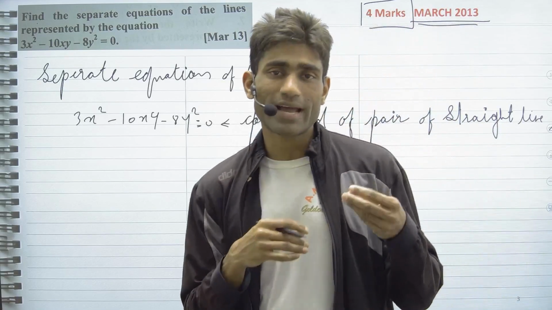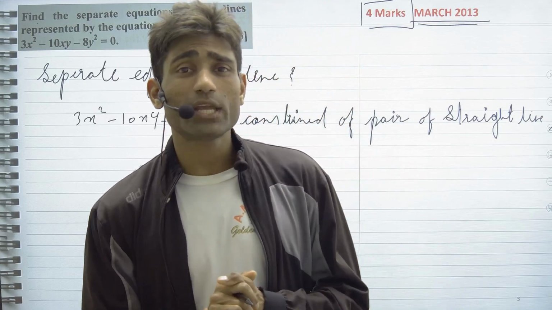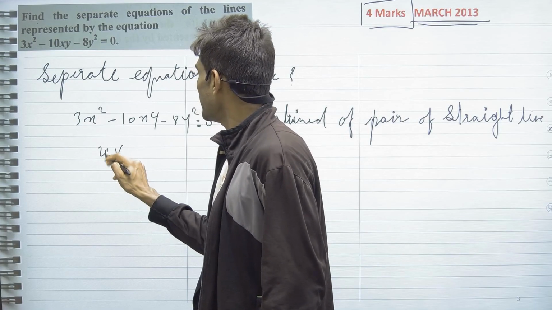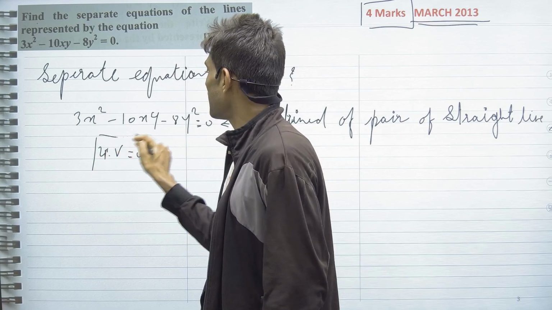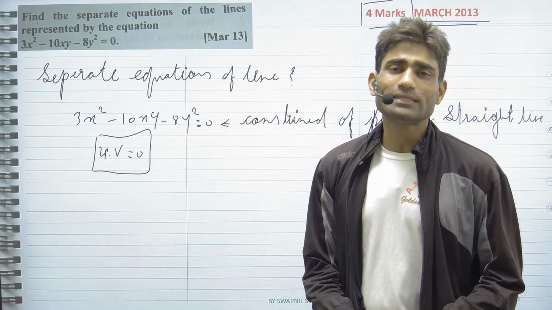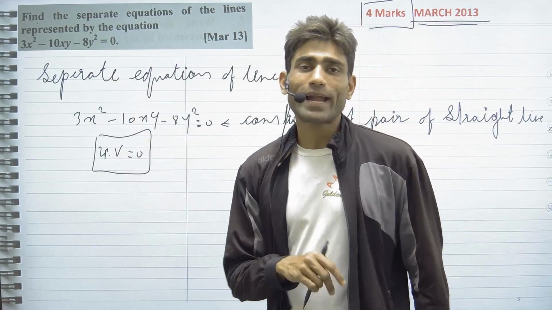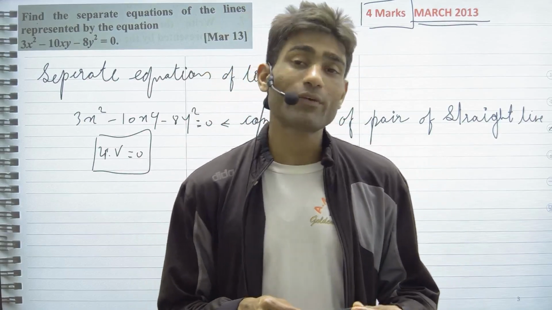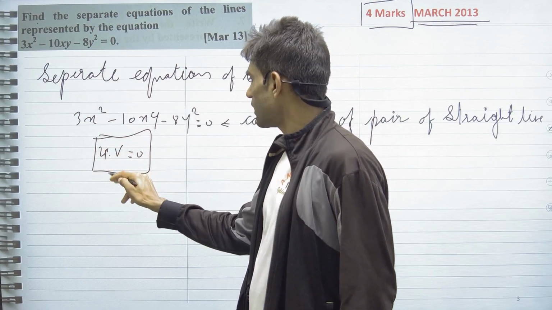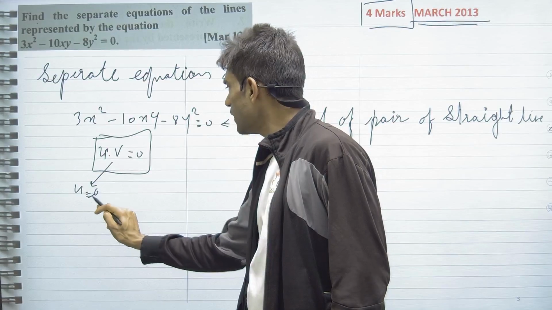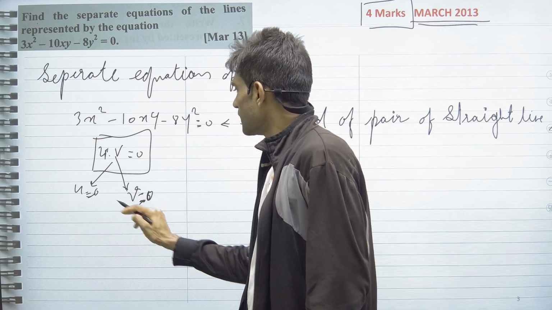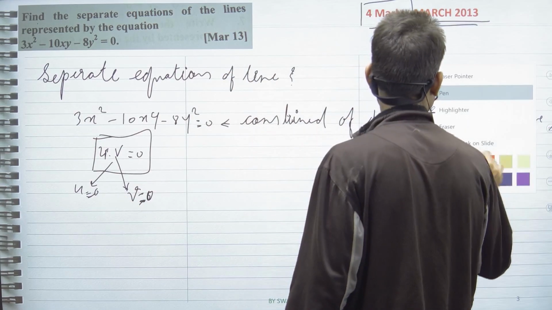As we explained earlier, the combined equation of straight lines says that whenever we have two separate lines u and v, u into v equals 0 represents the combined equation. In order to find their separate equations, we generally find their factors. So we try to find first u equal to 0 and another v equal to 0. These two are the separate equations of the lines.